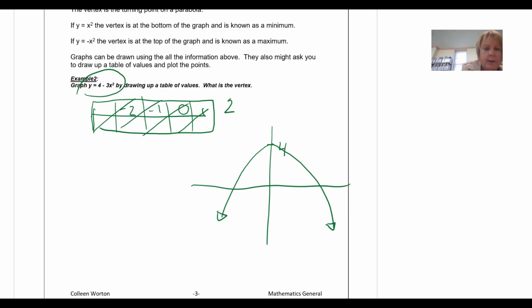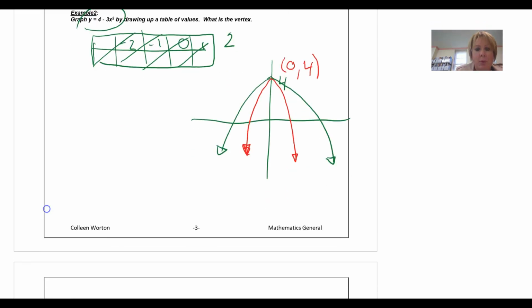The -3x, it's actually quite thin. I should have drawn it a bit thinner. I'll draw it again in red because it's 3. Okay, that's what it looks like. What's the vertex? It's 0 with the x and 4 with the y. So I'm not really plotting points there.